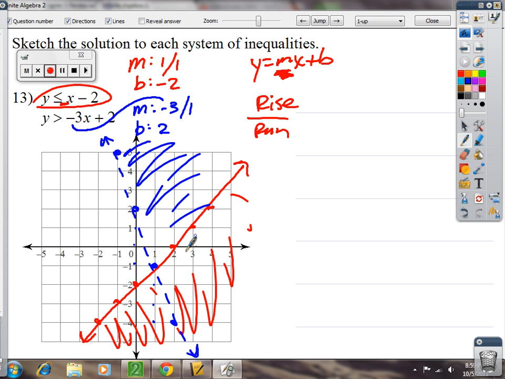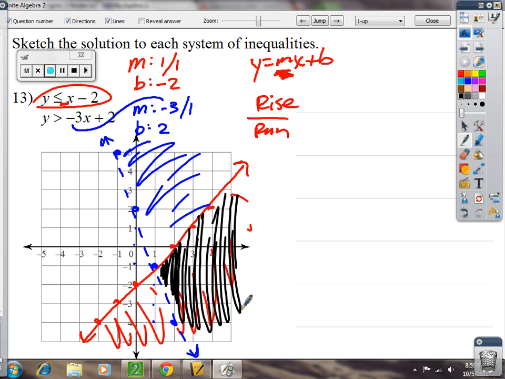And so remember, the answer is the shaded region they have in common. So it's got to be above the blue line and below the red line. So the only area they got in common is right here. And that is my answer.